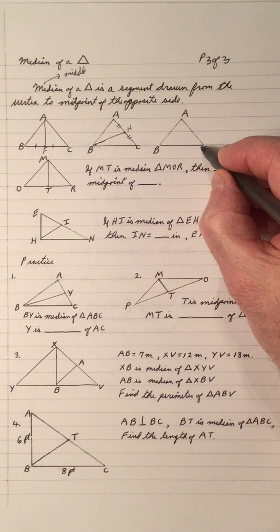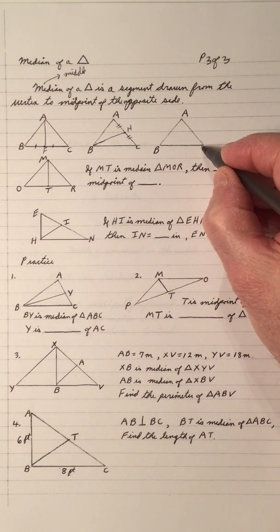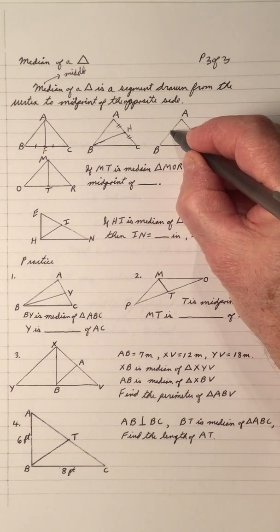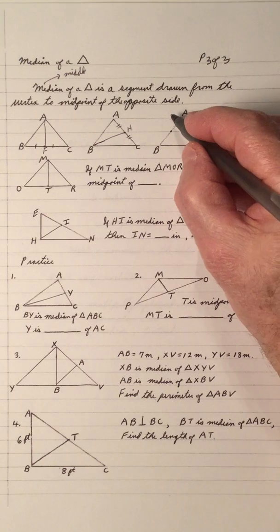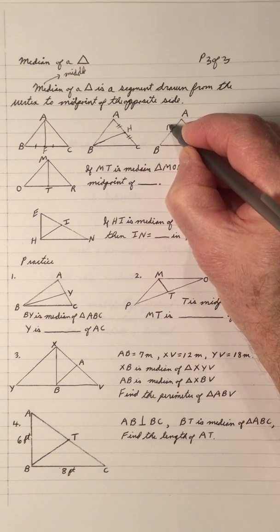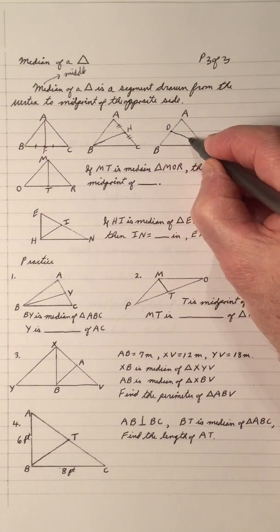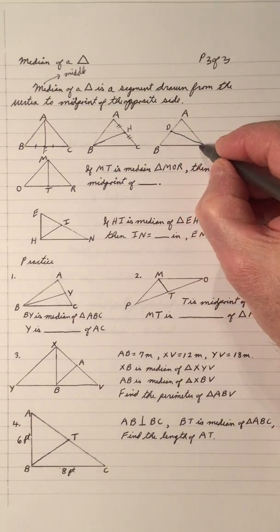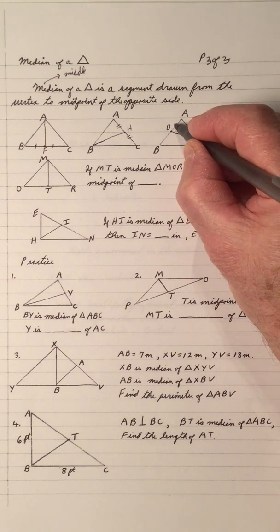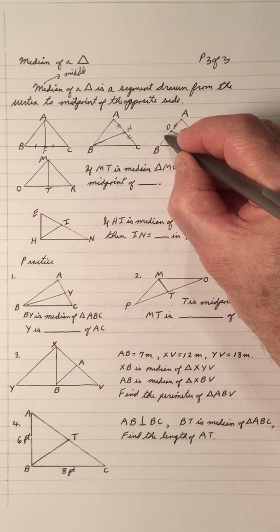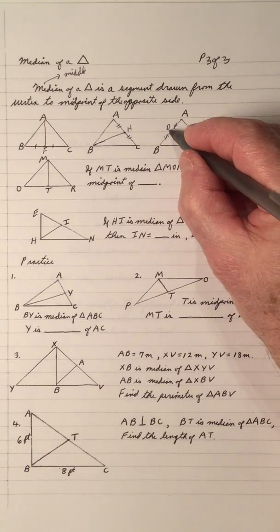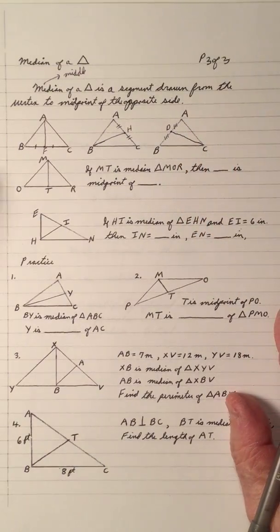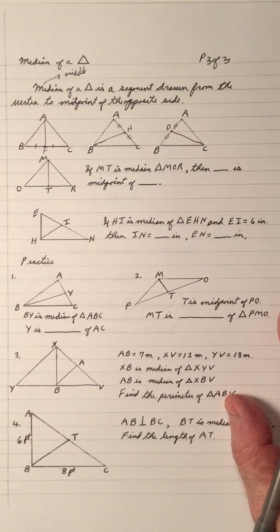Now let's draw the median from C. If you leave C, you have to go to the midpoint of AB. The midpoint, pretend, is in the middle, and we'll call that D. If that's the midpoint and we join it up, then CD is the median. If CD is the median, that means that DA is equal to DB. So what's a median? It's drawn from the vertex to the midpoint of the opposite side. And it has three of them.